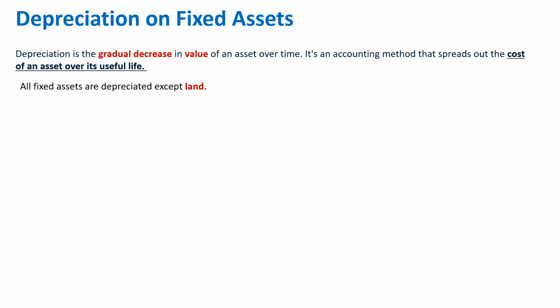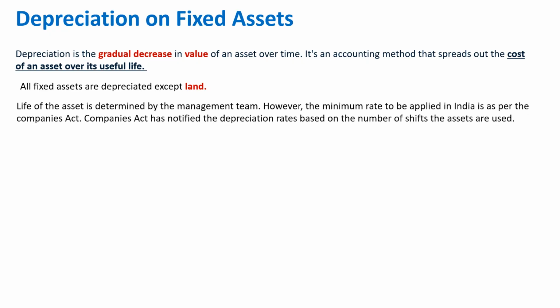All fixed assets are depreciated except land. Land will always appreciate, so there will be no depreciation on land. Life of an asset is determined by the management team. However, the minimum rate to be applied in India is as per the Companies Act. The Companies Act has notified the depreciation rates based on the number of shifts the assets are used. If you are doing two shifts, then there is a different depreciation rate. If you're doing a three-shift business, then there is another depreciation rate. If you're doing one shift, then there will be a lower depreciation rate.